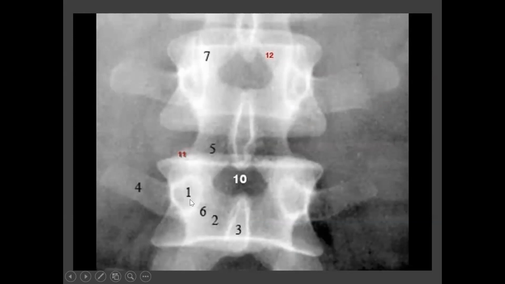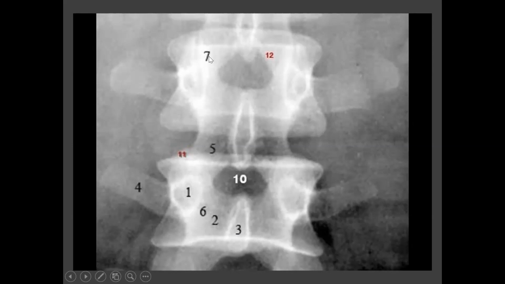Pedicle, sir. Very good. What is this two? Lamina. Very good. What is this three? Spinous process. Very good. What is this four? Transverse process. What is this five? Superior articular process, SAP. Inferior articular process. What is this six? Pars interarticularis. Very good. Seven?